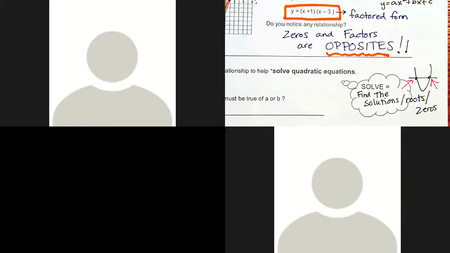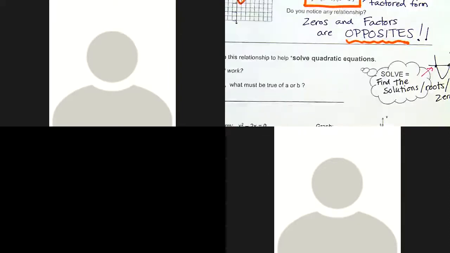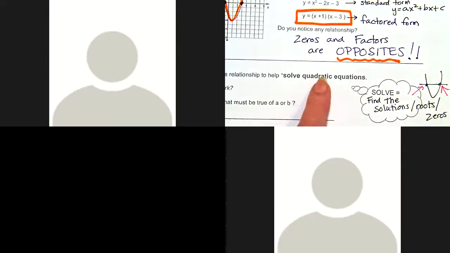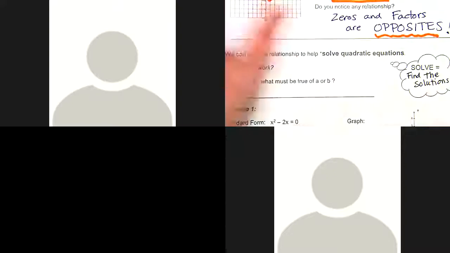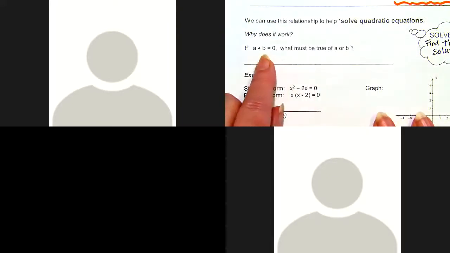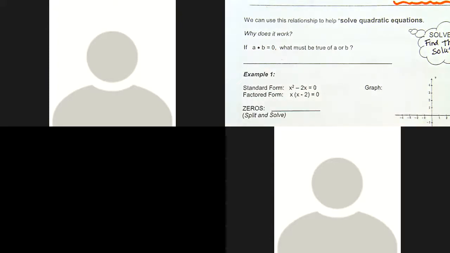So here I'm going to switch gears and ask a new question. We've got this opposite trick. We've talked about what solve is. And now I just want to give you a number riddle. So here's my number riddle. If I have 2 numbers, A and B, and I multiply my 2 mystery numbers to get 0, what do you know about my numbers?